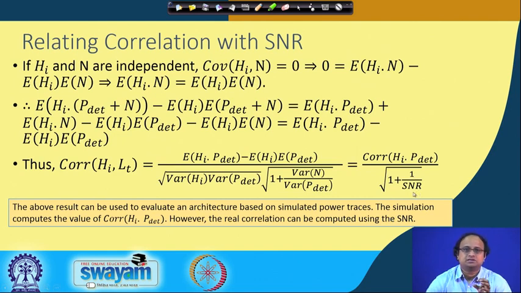This also tells us the relationship between the correlation and the SNR. If I increase the SNR, for example, then 1 by SNR will reduce, and therefore the denominator here will reduce, and therefore the correlation will also increase. So you can basically understand the relationship between correlation and SNR from this simple equation. So this is a useful result that way.